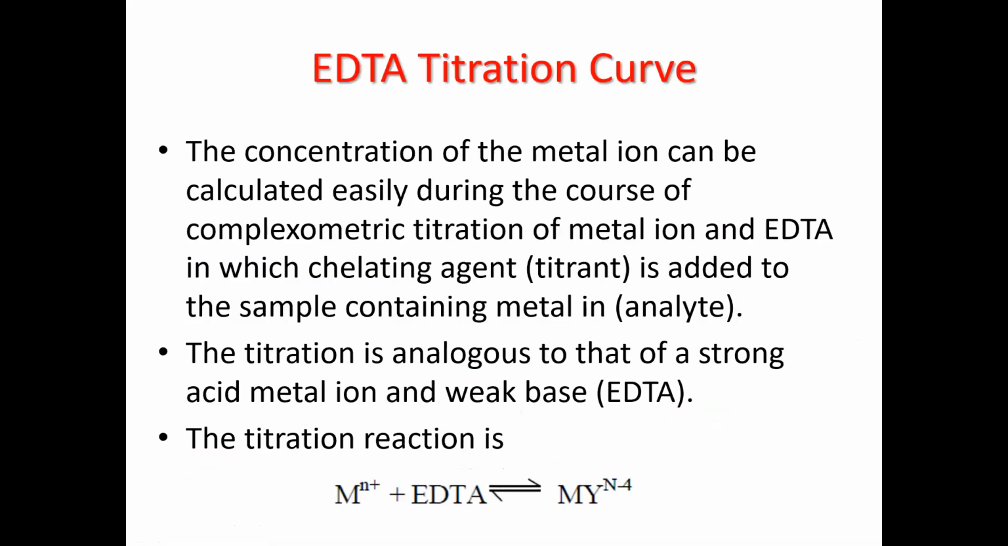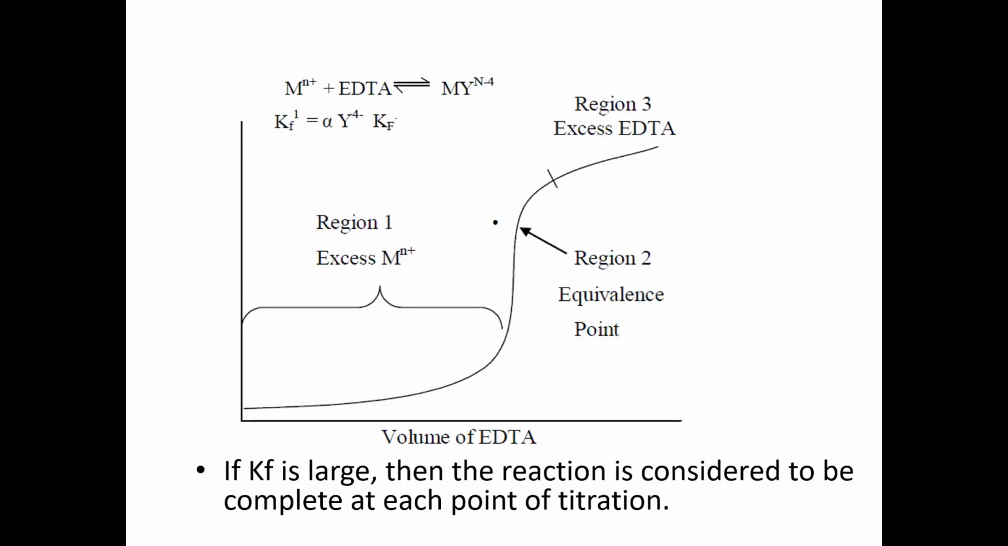So now the EDTA titration curve. Just like we have a titration curve for acid-base titration, we also have a titration curve for EDTA. In the course of the titration, we can get a curve for the EDTA titration, and it is similar to that of the strong acid and weak base titration, and it follows this order. At the beginning of the titration, you have just your EDTA, and you have more of the metal ion.